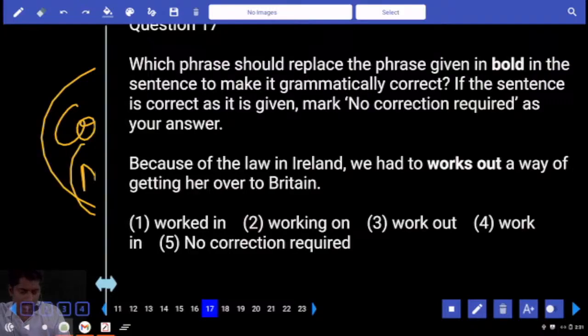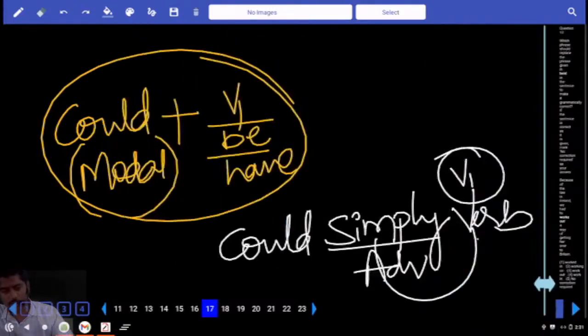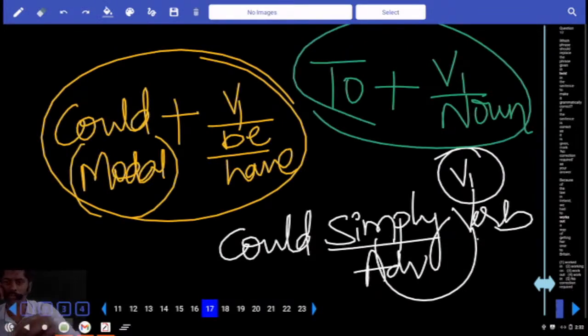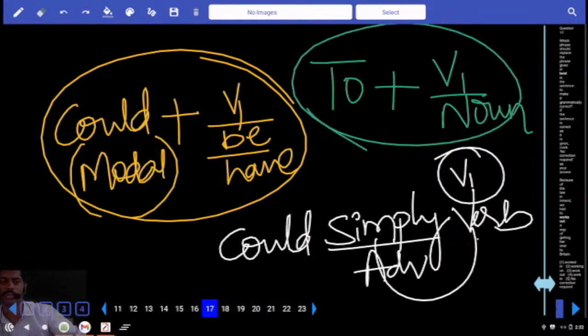Because of the law in Ireland, we had to work out. See, what is the rule of to? 99% of the times, whenever to comes, take V1 or noun. It's extremely important. You can expect almost compulsorily in prelims examination. To plus V1 or noun, 99% of the times, same rule is applicable. Whenever to comes, we should attach first form of the verb, base verb, or noun.